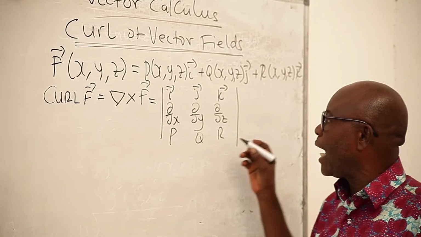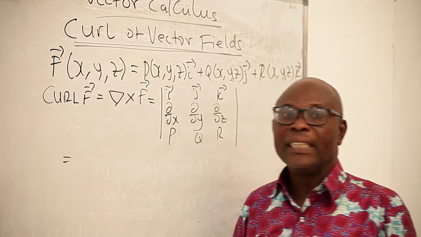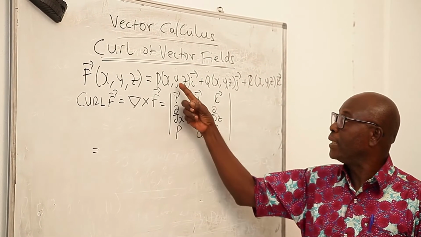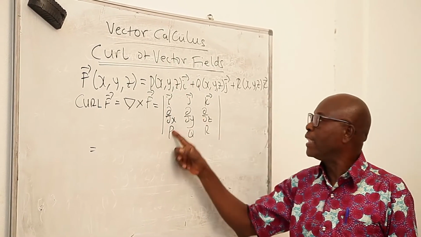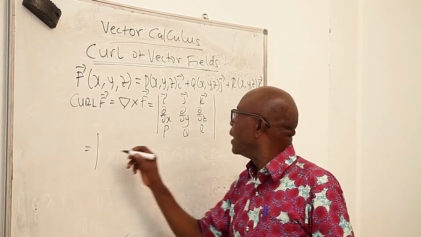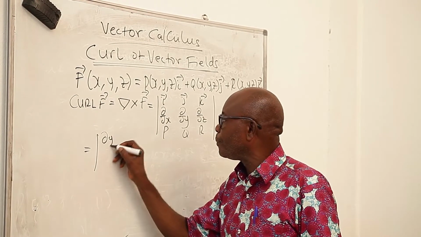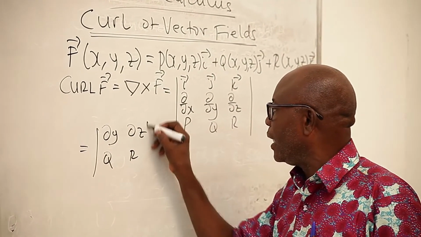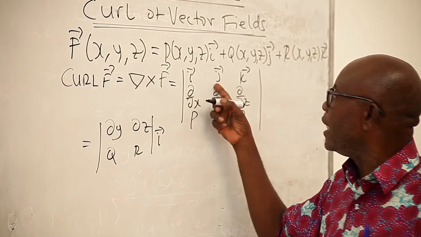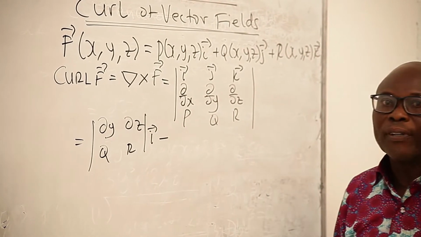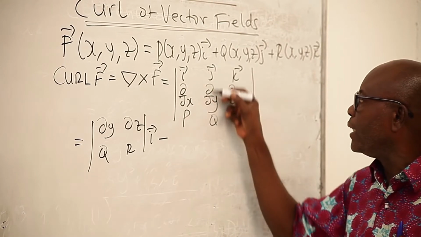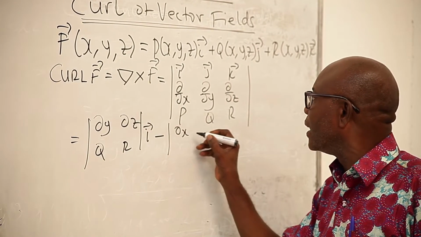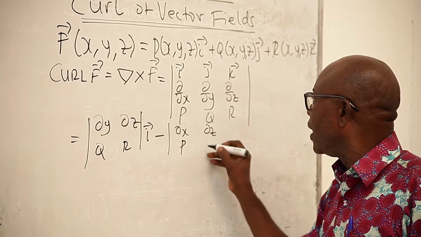We learned how to calculate the determinant of a 3 by 3 matrix, and we are using a sign table. The first one is I. We cross out the vertical and horizontal, so we'll be left with the determinant of partial y, Q, and partial z, R in the I direction. Then the next one is J, which has a negative sign. We cross out the vertical and horizontal, so we'll be left with the determinant of partial x, partial z, then P and R.